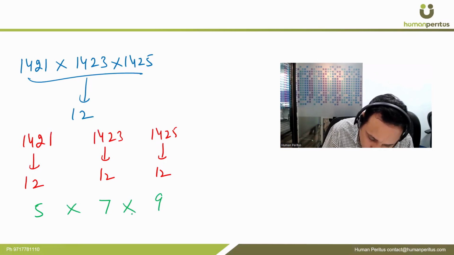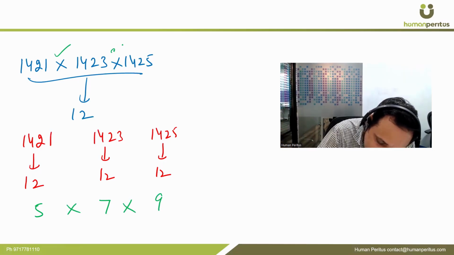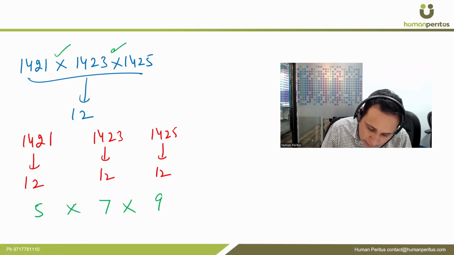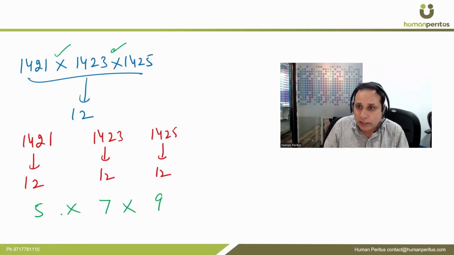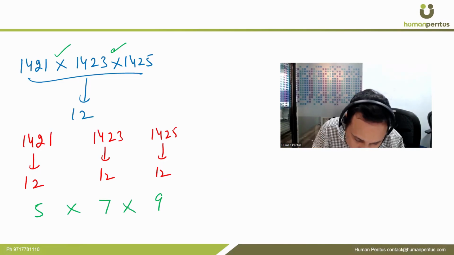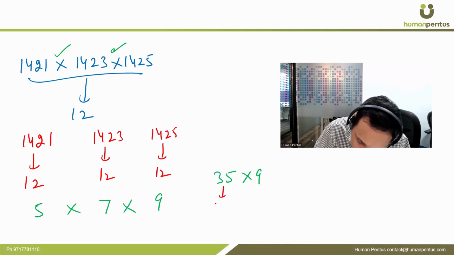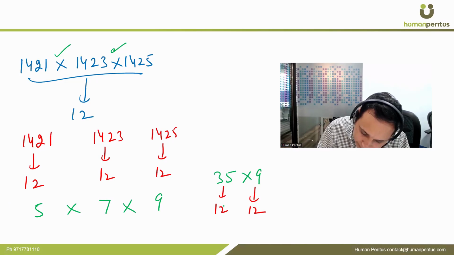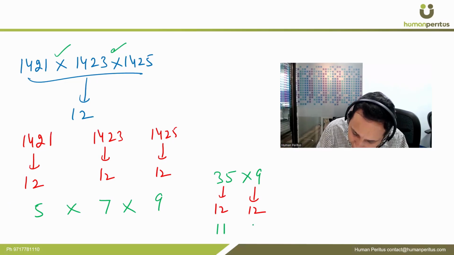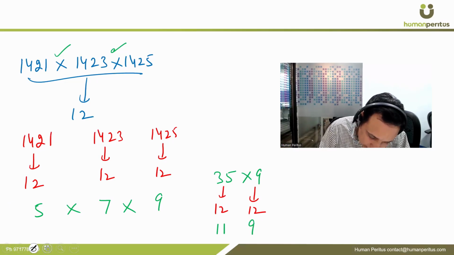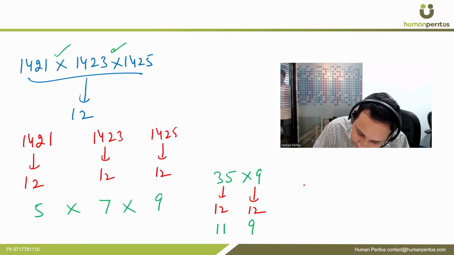And I multiply them. Why am I multiplying them? Because it's a multiplication sign over here. Okay. So now what do I get? 5 into 7 into 9. Again, I can keep repeating the same thing. So maybe what I can do, I can write 5 into 7 as 35 into 9. So let's divide again this by 12, and this by 12. What is the remainder which I'm getting over here? Remainder will be 11 and here it will be 9. Again, I get 11 into 9.